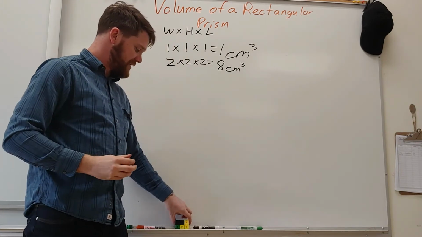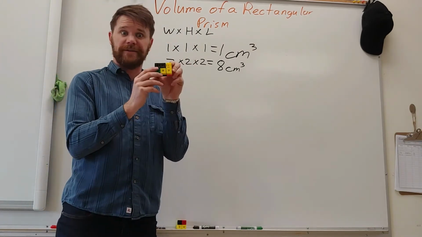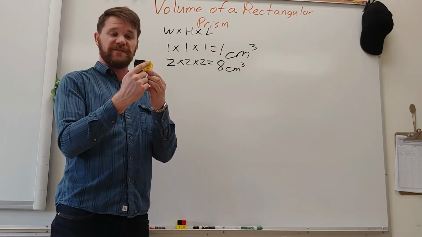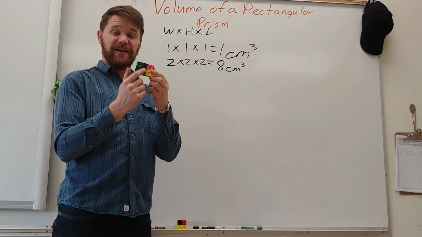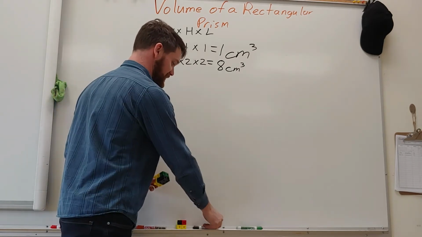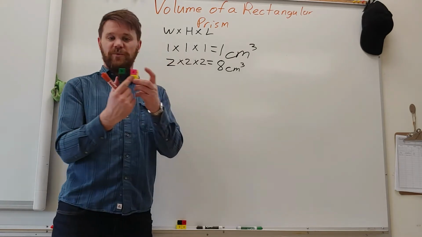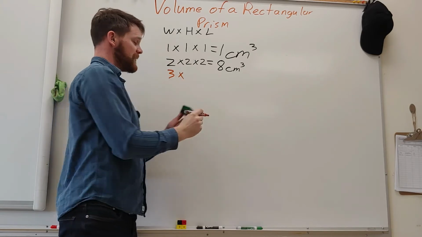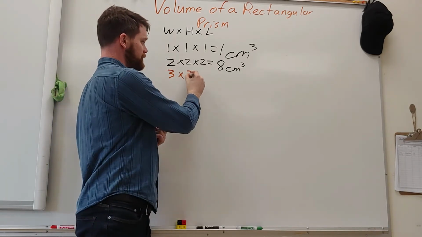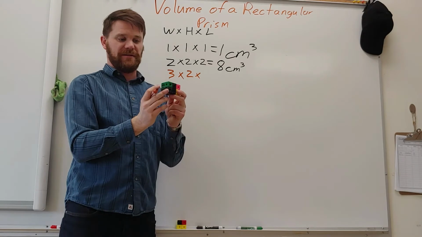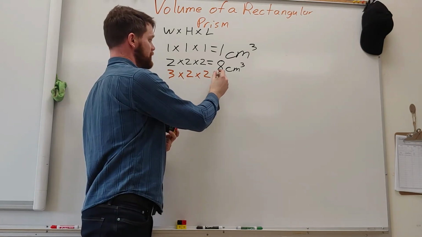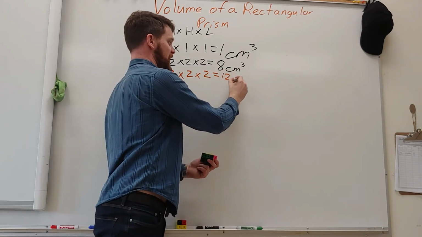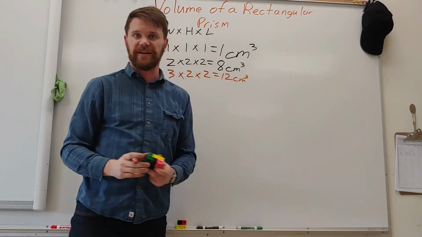Let's take a look at another one. Once again, we just count them out: 1, 2, 3, 4, 5, 6, 7, 8, 9, 10, 11, 12. Let's look at the dimensions and write them down. The width is going to be 3, the height is going to be 2, and the length is going to be 2. 2 times 3 is 6, times 2 is 12. Excellent. It's all coming together.